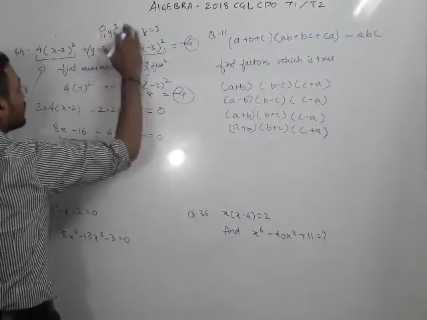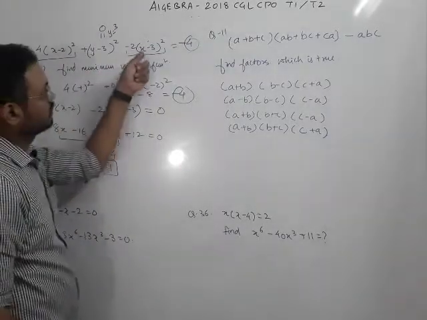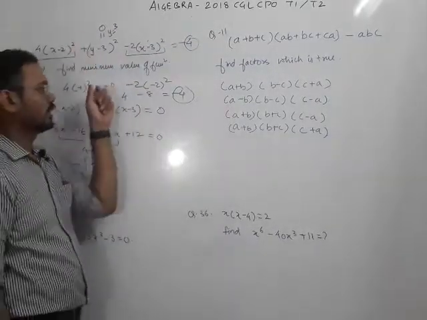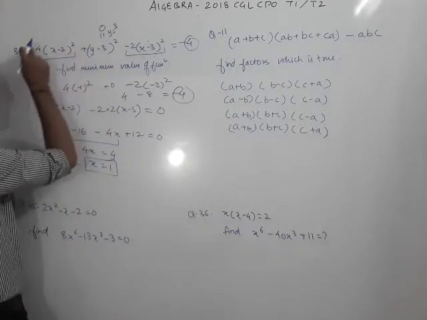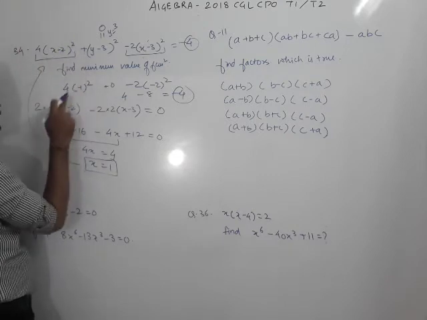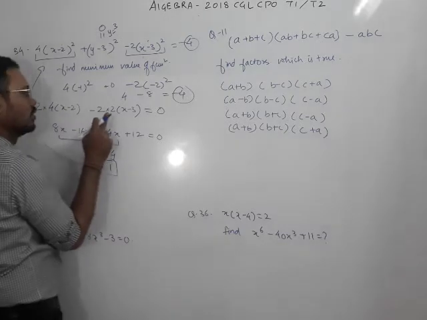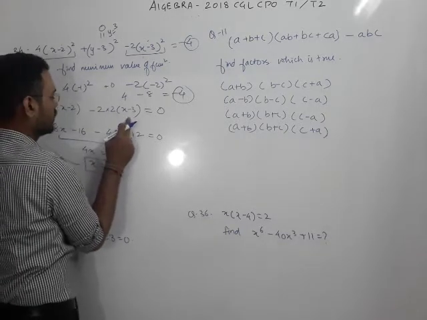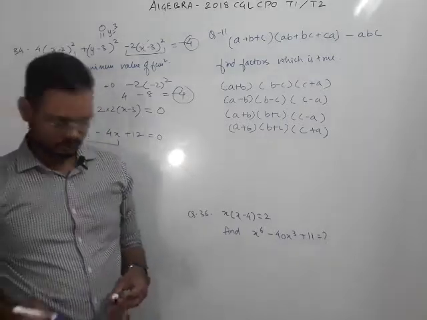But when two variables are given, we cannot say it as 0. We have to apply differentiation. How did I apply differentiation? The power gets multiplied with the constant and the power is reduced by 1. So this becomes 2 into 4x minus 2, 2 into 2x minus 3. Put the values, you will get 1, substitute, you will get the answer.